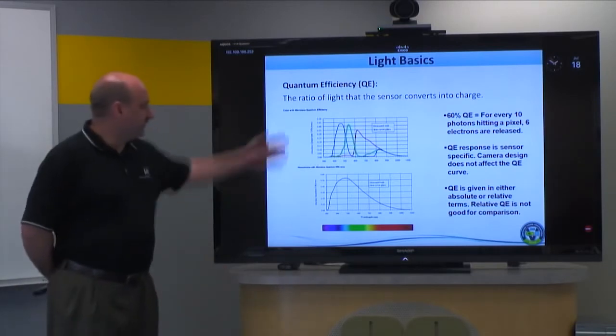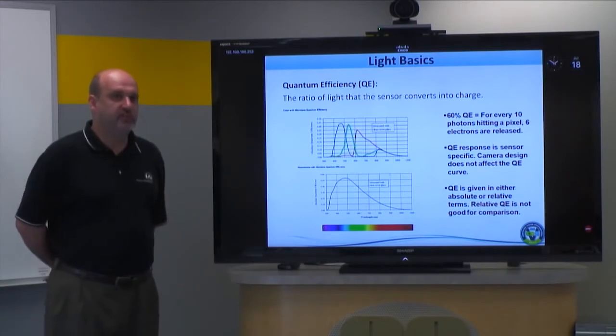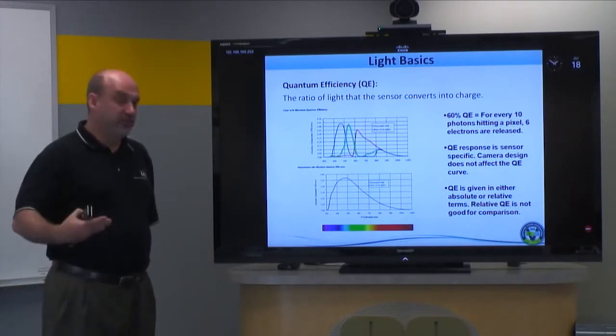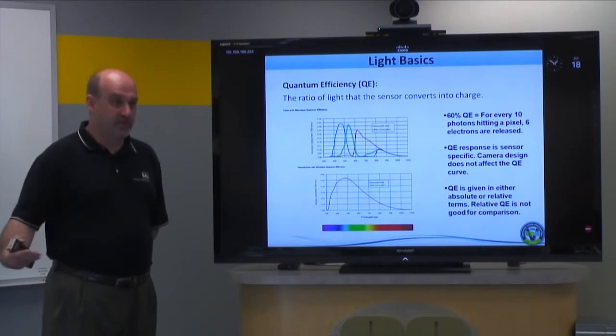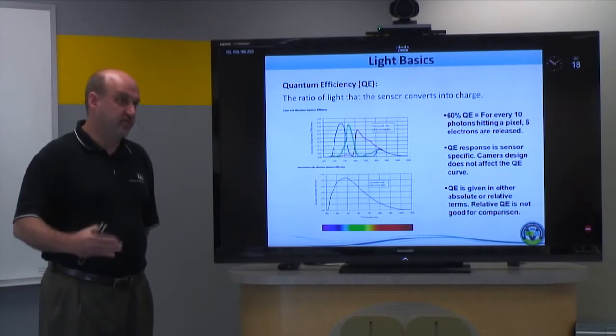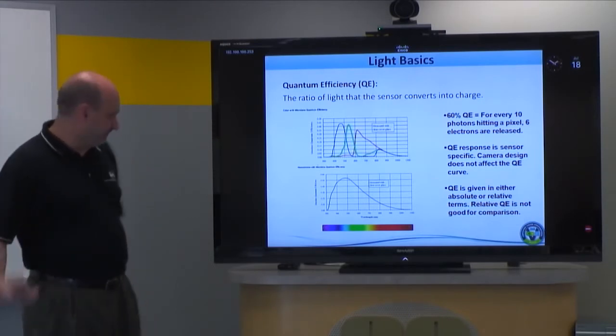So these curves that you see here are given to us by the sensor manufacturers that we use in the cameras. And while we want to do good things electronically in the camera to maintain the best from that sensor, nothing we do in the camera can change the quantum efficiency or the response of that sensor to light.